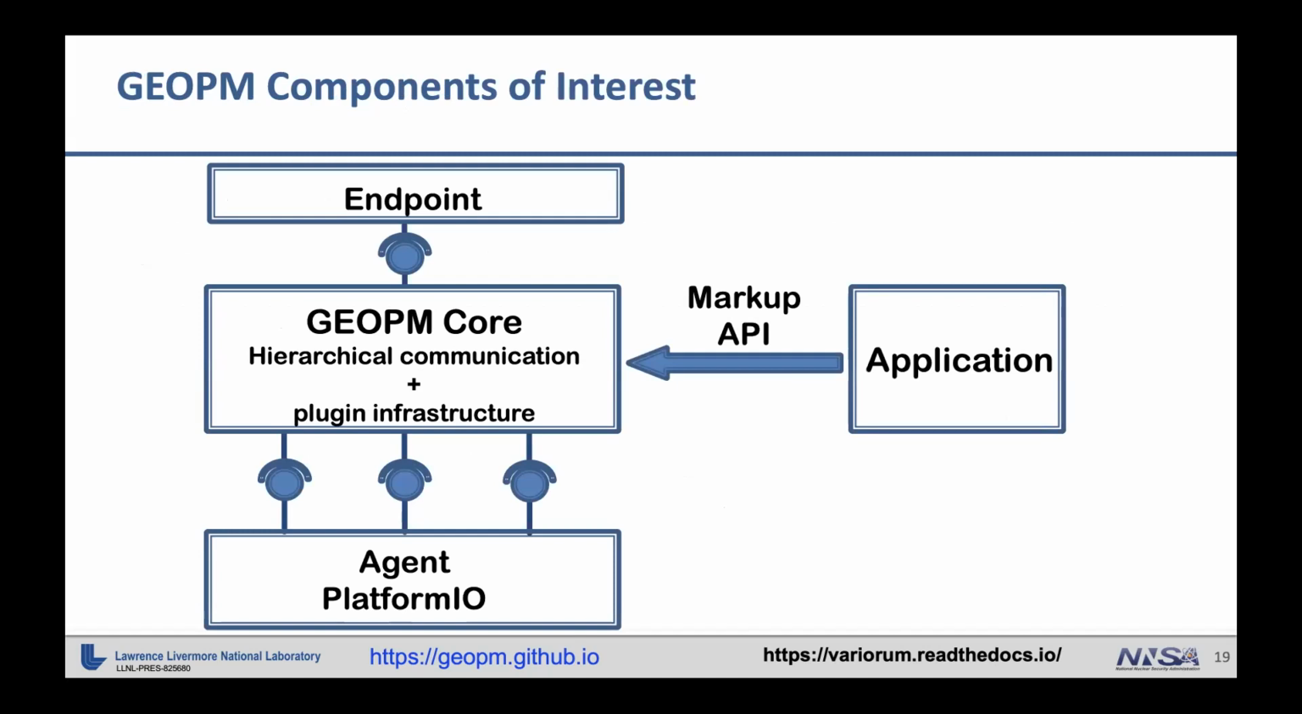These are the high-level components of GOPM. First is the GOPM core infrastructure at the center, which abstracts out common runtime functionality. The second is the application markup API on the right for extended insights into application behavior. The third is the extensible agent and platform IO interfaces, which we'll talk about later. The agent interface provides a way to abstract out the core tuning algorithm that you want to develop, and the platform IO extension abstracts out the interaction with the platform. And the fourth one is the endpoint interface that is used to interface with higher level entities such as the scheduler or administrator. I won't be focusing on the endpoint in this tutorial.